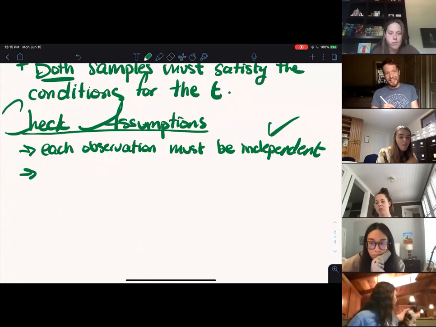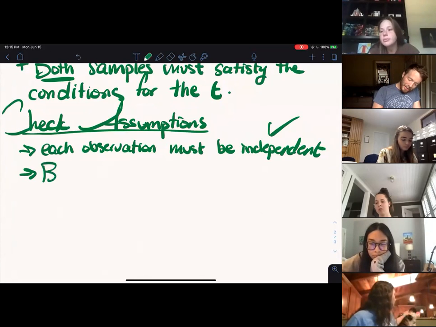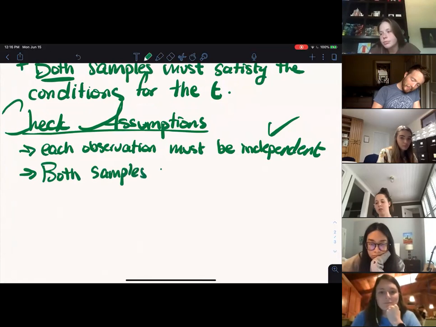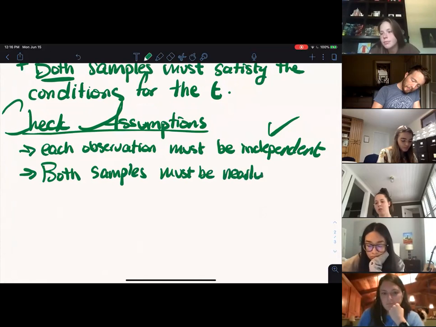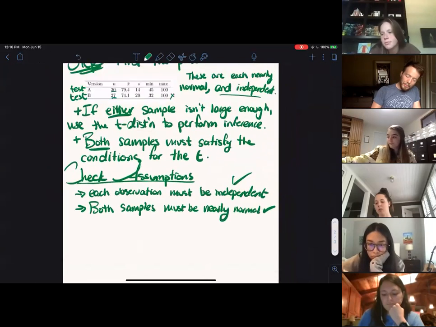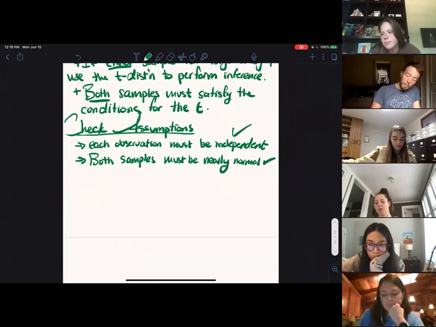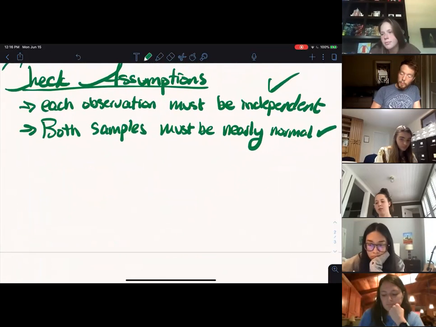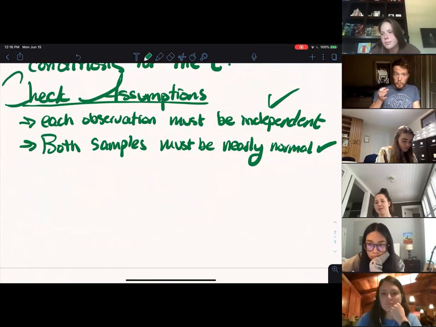Sorry, I'm not being a great statistician at this moment in time, but it's still a useful example for us to go through. So both samples must be nearly normal. And again, this is a condition that I said in the problem statement was satisfied. So if we have these two conditions for both of our groups, both of our data sets, we can move forward with inference.